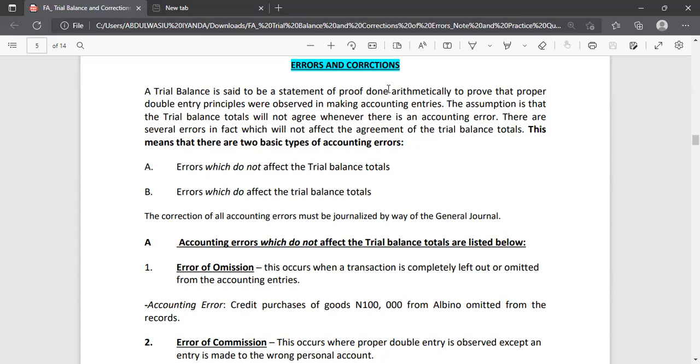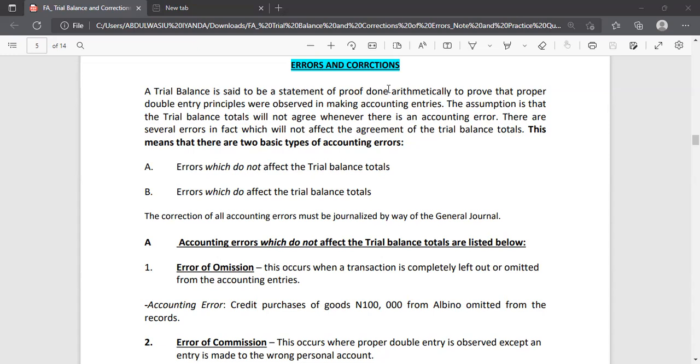But in the trial balance, there are some errors that will occur. Those errors are present, but the trial balance still agrees. Let me tell you that we have two types of error. There are some errors that will occur where the trial balance will still agree, and there are some errors that will occur where the trial balance will not.